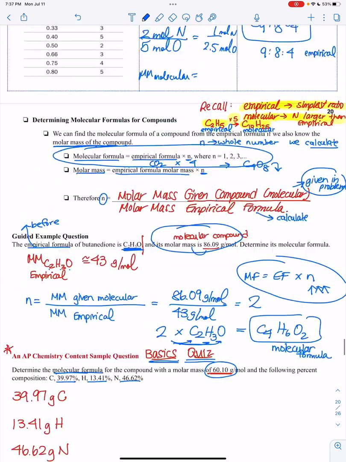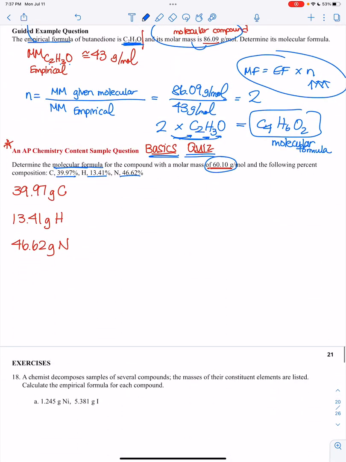My first step is to convert these percentages to grams. I already did that. Boom. Then I'm going to do my second step. Do you remember the second step? Convert, that's right, convert my grams to moles. So 1 mole of carbon, 12.0 grams carbon, 1 mole hydrogen, 1.008 grams hydrogen, 1 mole nitrogen, 14.01 grams nitrogen, boom, boom, boom, and I'll get my math here.